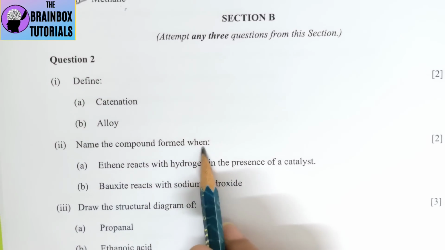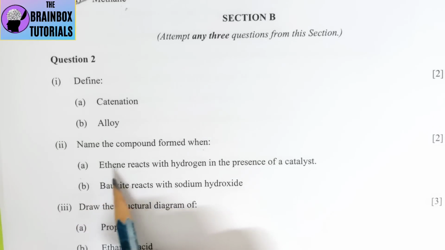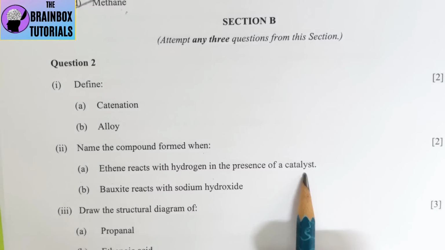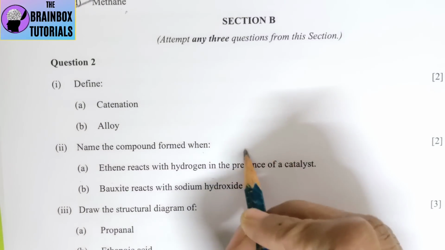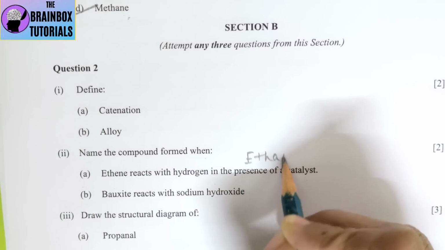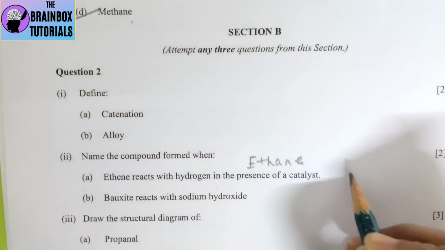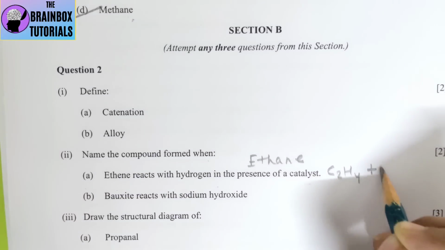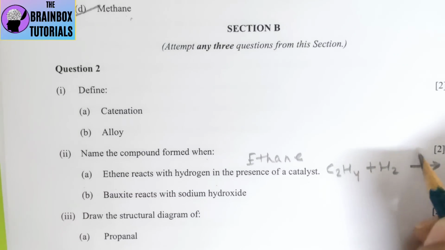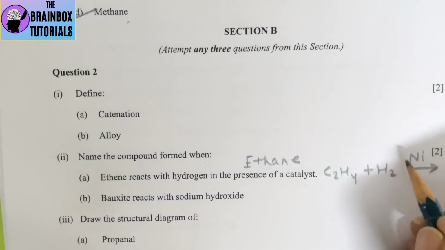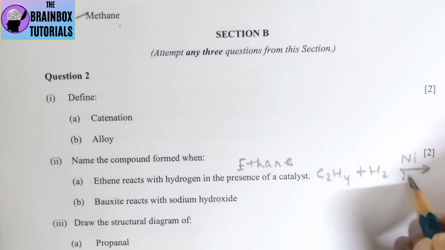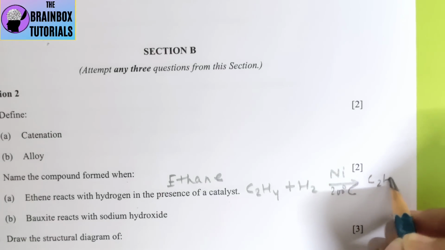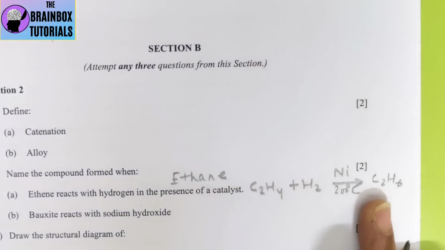Number 2 is name the compound formed when number A, ethene reacts with hydrogen in the presence of a catalyst. Now the product formed will be ethane, right? Its answer is ethane. Remember the equation, see ethene C2H4, it is reacting with hydrogen gas in the presence of a catalyst that is nickel and the temperature is 200 degrees centigrade. So it will make C2H6, that is ethane.